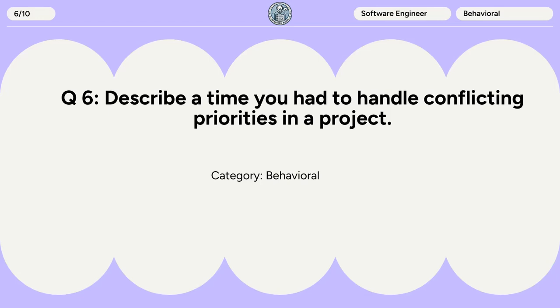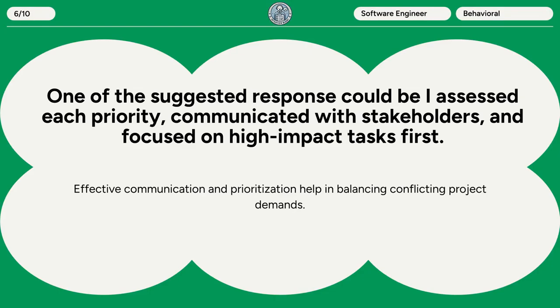Question 6. Describe a time you had to handle conflicting priorities in a project. One of the suggested responses could be: I assessed each priority, communicated with stakeholders, and focused on high-impact tasks first. Effective communication and prioritization help in balancing conflicting project demands.